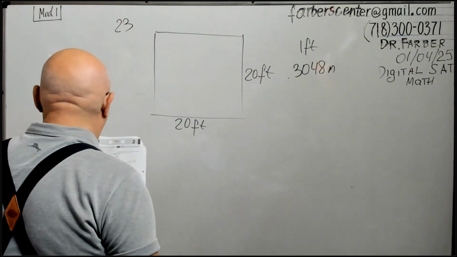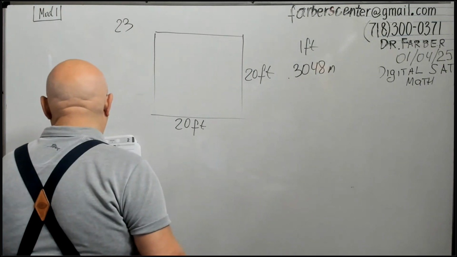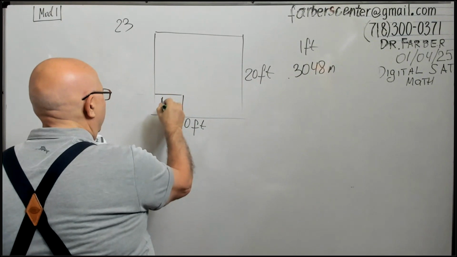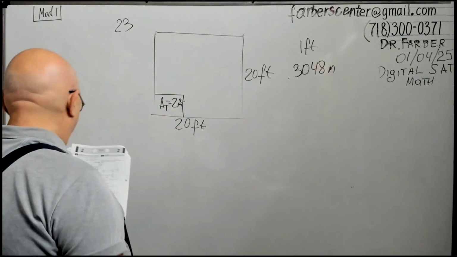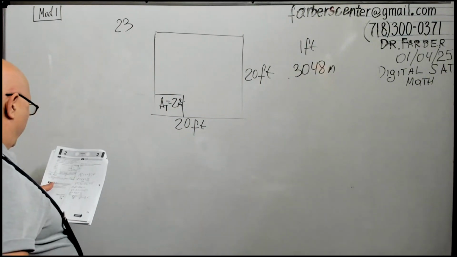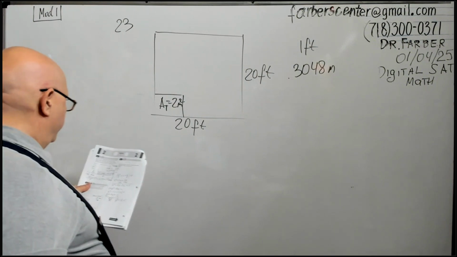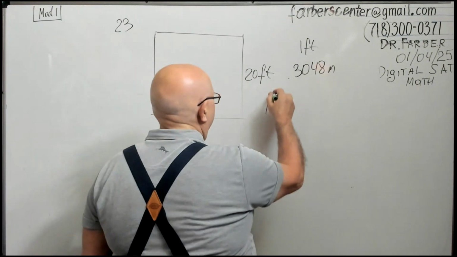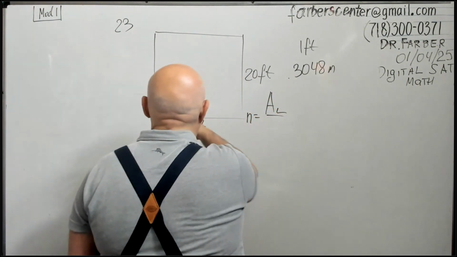And you have a tile, area 2 square meters. How many boxes do you need to cover this? What are you supposed to do? Find area large, number of boxes equals area large divided by area tile.